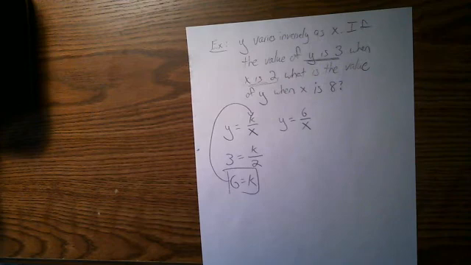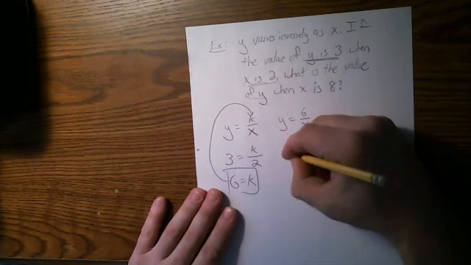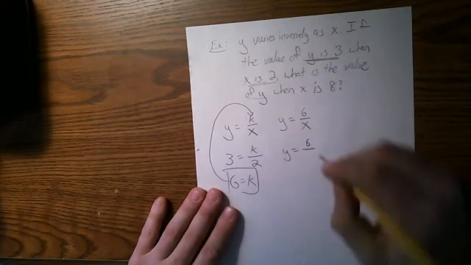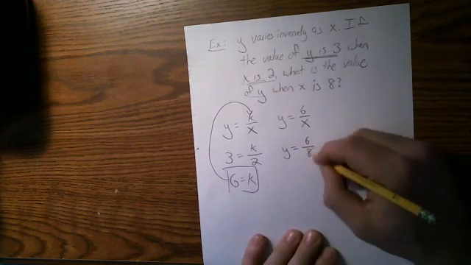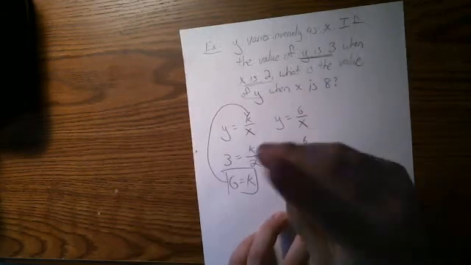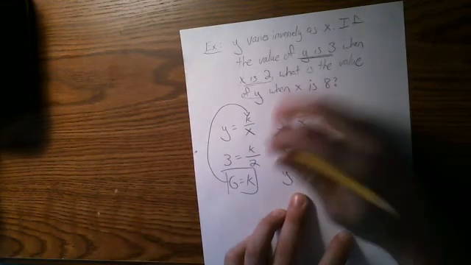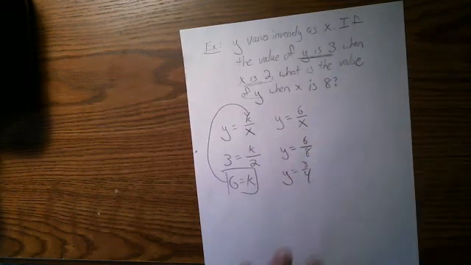So now let's work with our second condition. What is the value of y? That's what I'm looking for when x is 8. Well, that's pretty easy. All I have to do is clean that up. Divide them both by 2. Oh, that's not 6 divided by 2. So y equals 3 over 4.